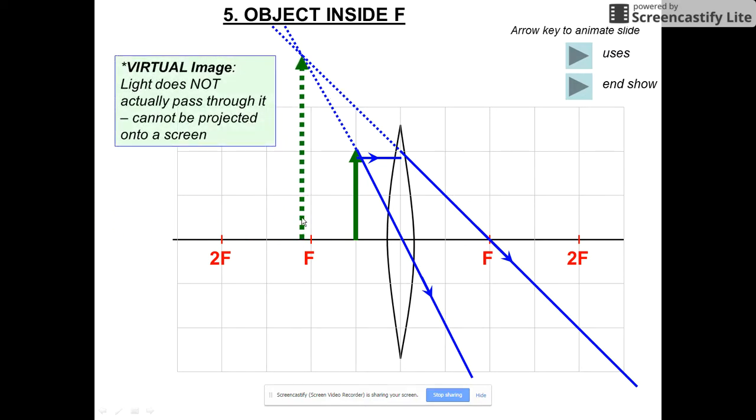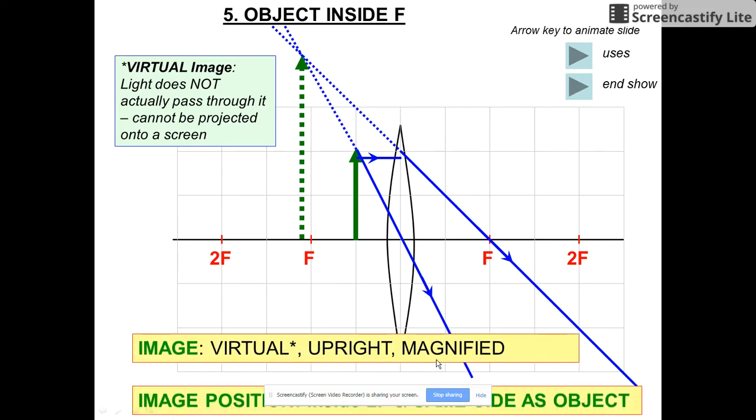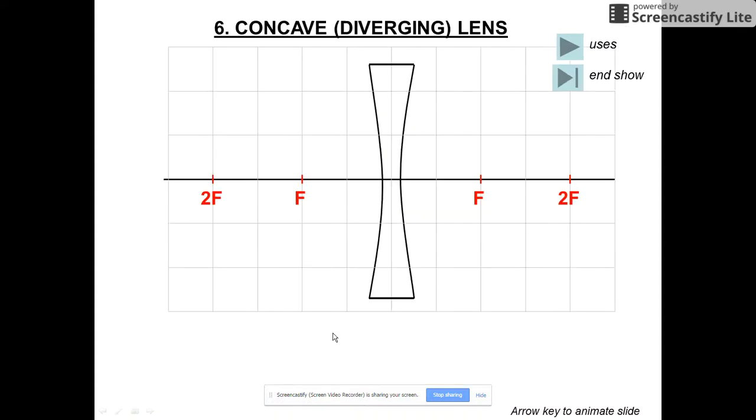So here I would draw in my dashed image to show it's virtual. I'm going to have a virtual image, it's upright and it's magnified. And that's for when the object is closer than one focal length to the lens.